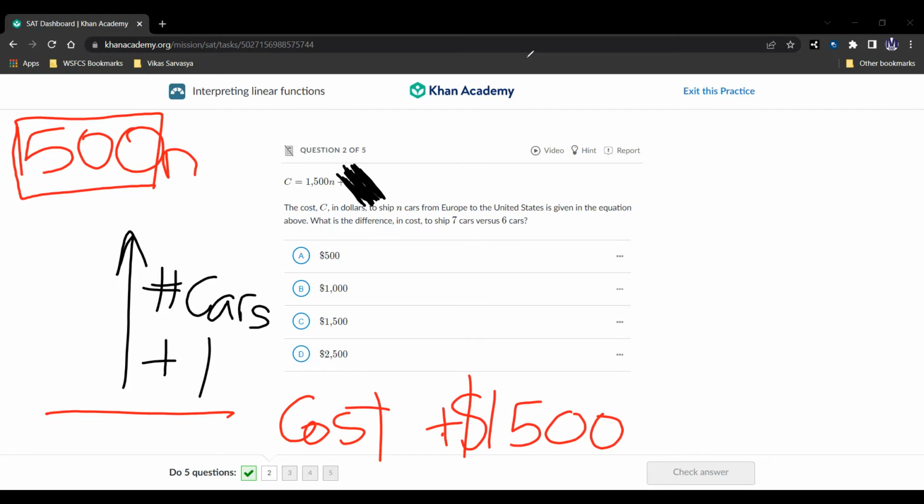The slope is basically rise over run. So if you run 1 unit, the slope is how much you go up. Since you're running 1 unit from 6 to 7 cars, you're going to the side 1 unit. That's your run. So your rise is going to be the slope. The slope here is 1,500, and that is our answer. Let's keep going.